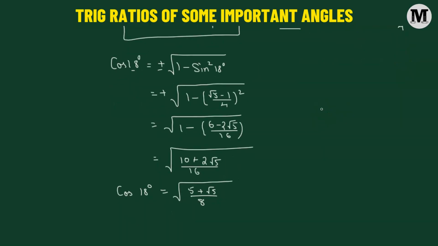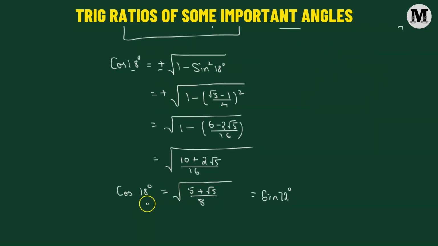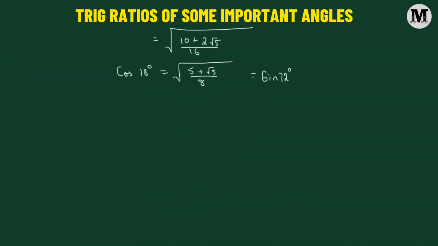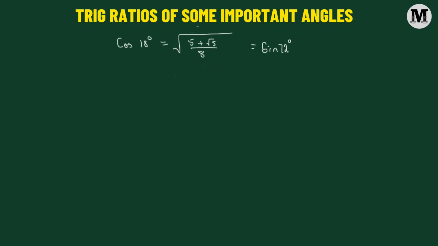So using the same logic, here we can say that cosine 18 degree will be equivalent to sine 72 degrees. So here we have obtained the value of 4 trig ratios: sine 18 degree, cosine 72 degree, cosine 18 degree, and sine 72 degrees. And now that we have the value of cosine 18 degree, we can find out the value of cosine 36 degree as well. Let's try to find out the value of cosine of angle 36 degrees.